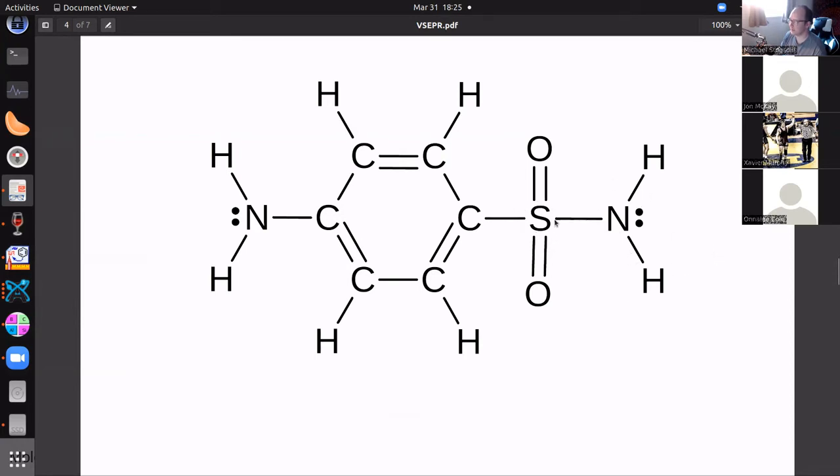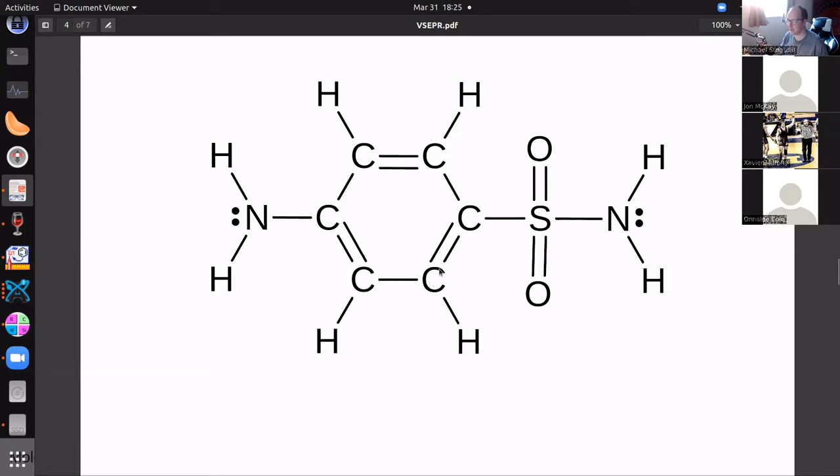Next, we have this sulfur here, right? It's bound to 4 different things. Now we can go back to our model and look at it, but we can see that because it's bound to 4 different things, it's going to be the same as the carbon was before. So what do you guys think the shape around that is? Tetrahedral. Tetrahedral, right.